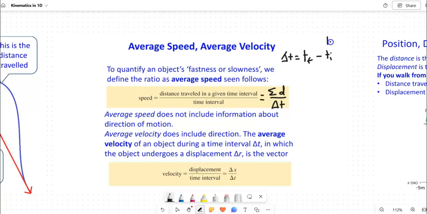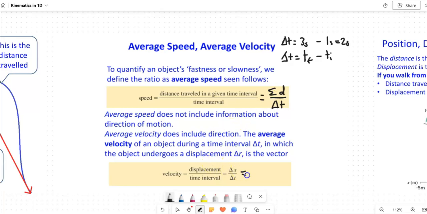So this would be like 1 second minus 3 seconds. So your delta t, the total period of time here, would only be 2 seconds, right? So distance traveled, that's all the summations of all your little steps you took that day, or your mileage on your car over the period of time that day.